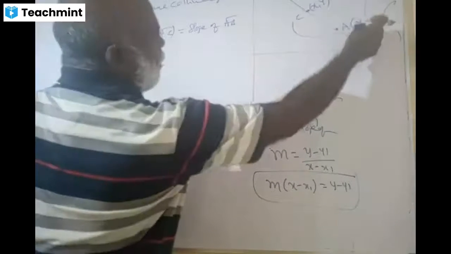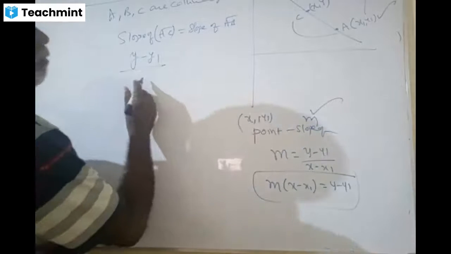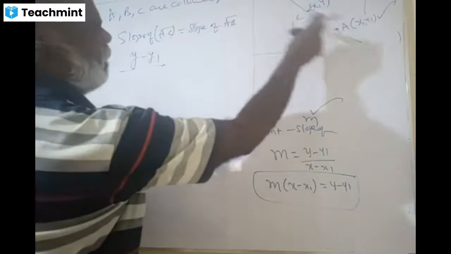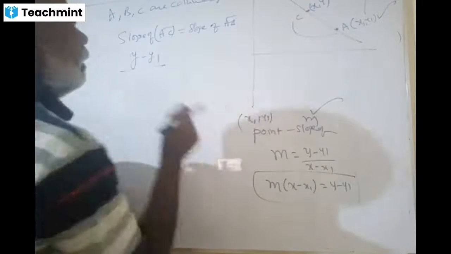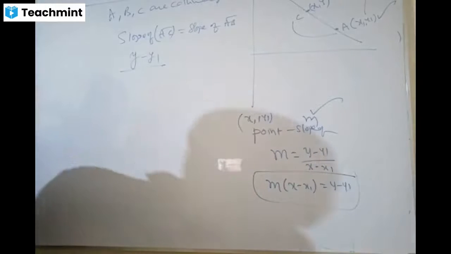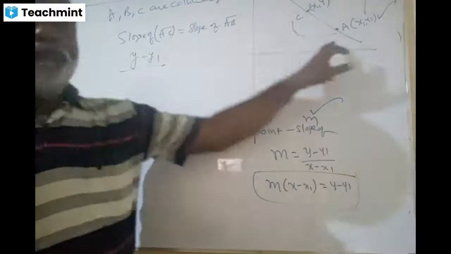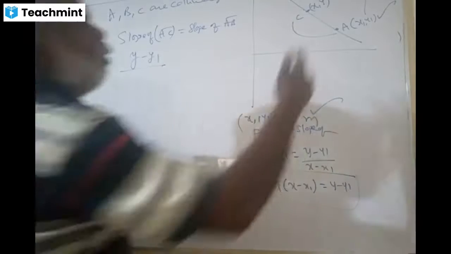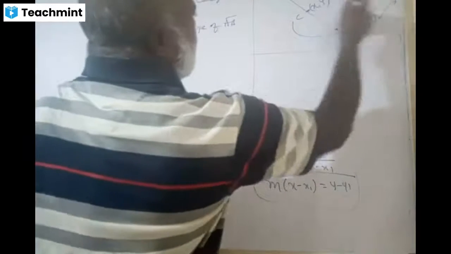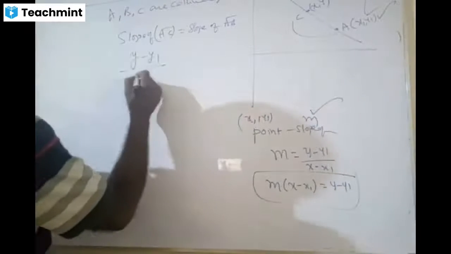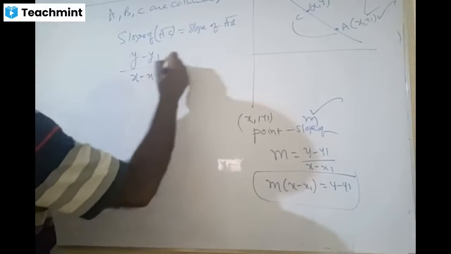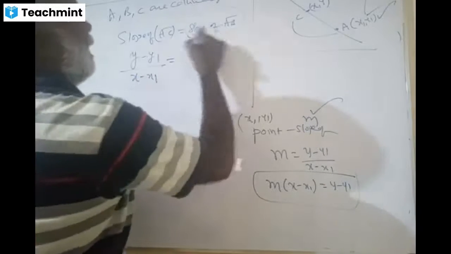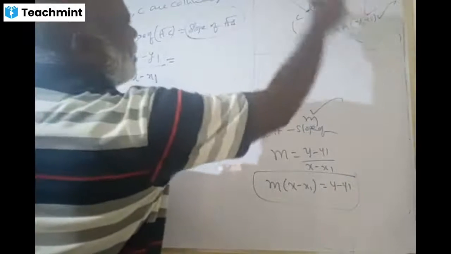So y2, okay. Look at this and tell me: x minus x1, x minus x1. Slope of CA: y2 minus y1 by x2 minus x1, or y minus y1 by x minus x1. Slope of AB, dear. Slope of AB.